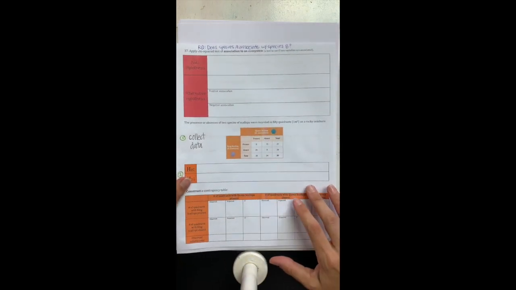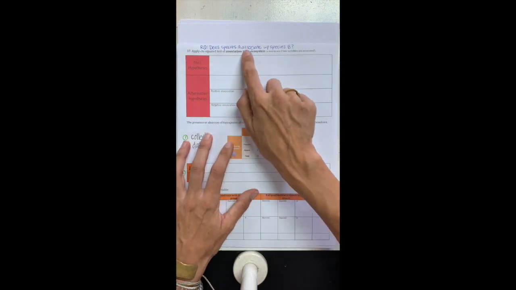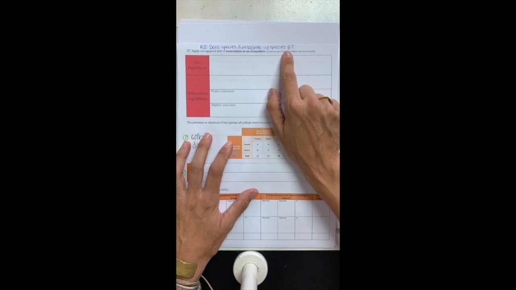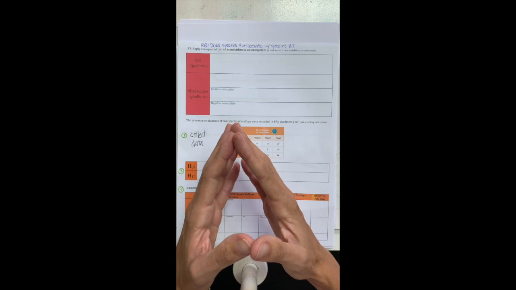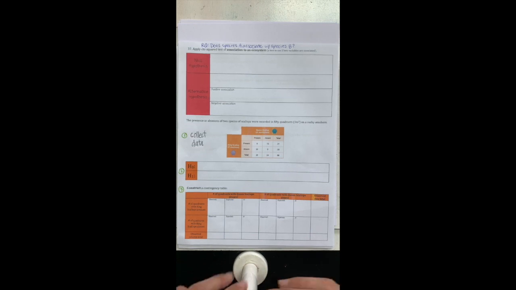First thing we need to think about when we want to carry out chi-squared on an experiment or some sort of field study is our research question. In this case, does species A associate with species B? Do they hang out with each other? Do they repel each other? Do they have some sort of symbiotic relationship, like a mutualistic relationship, and they come together? By looking at this mathematical equation, we can statistically figure out if there is a significance between the relationships. So that's what we're going to figure out.